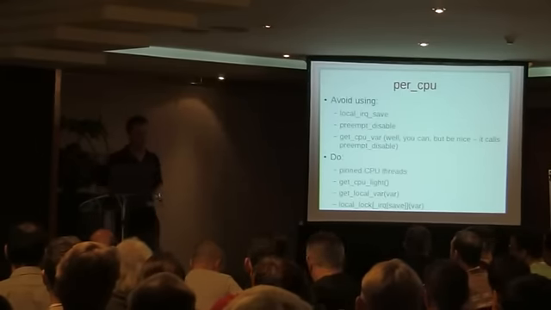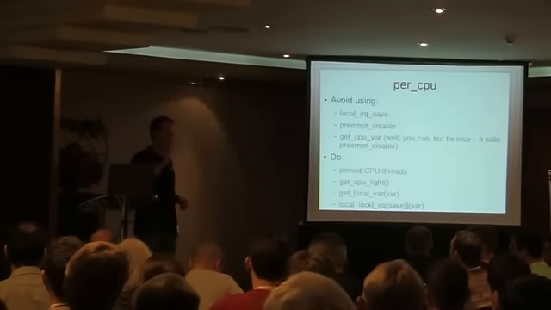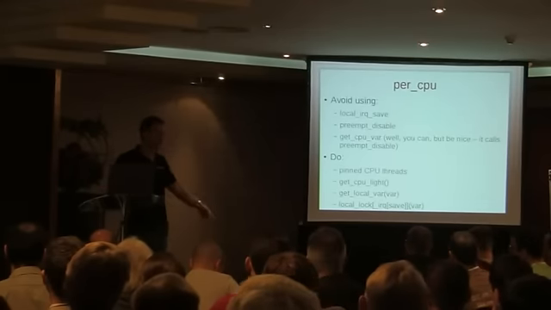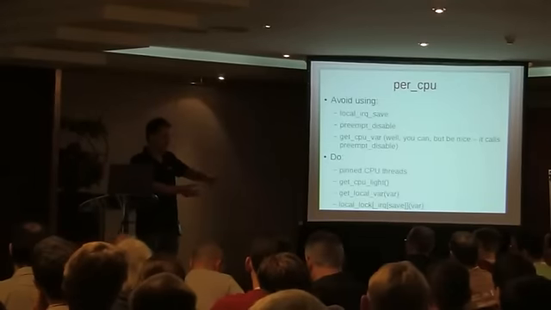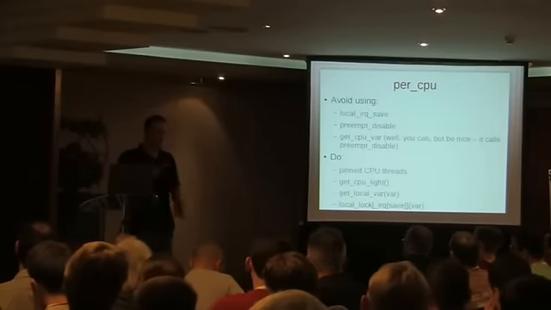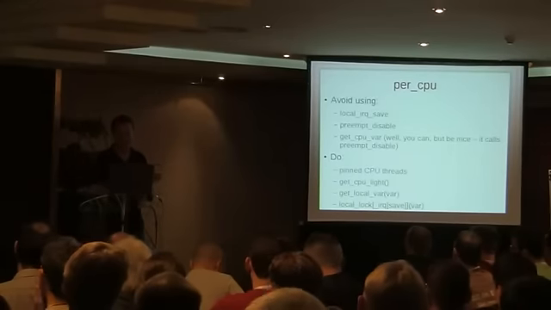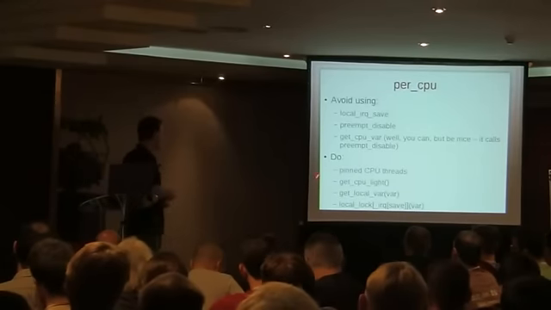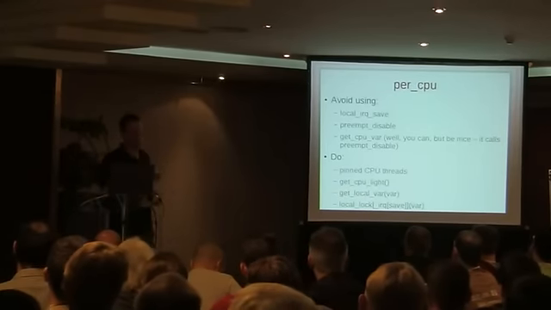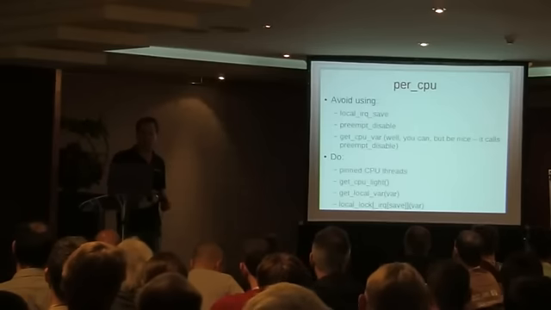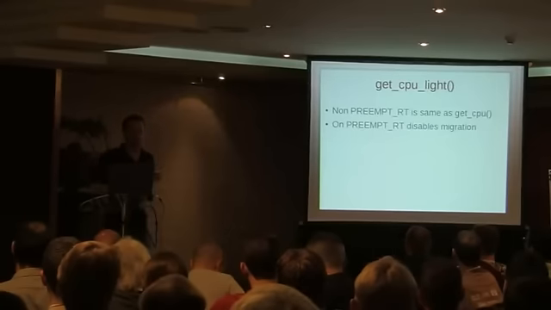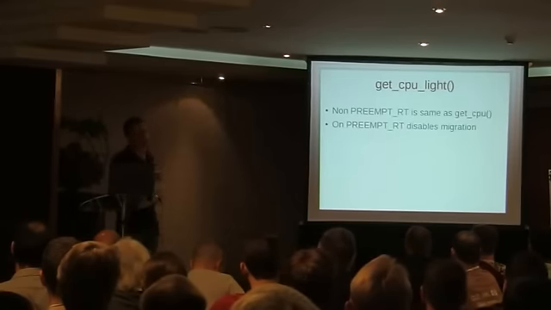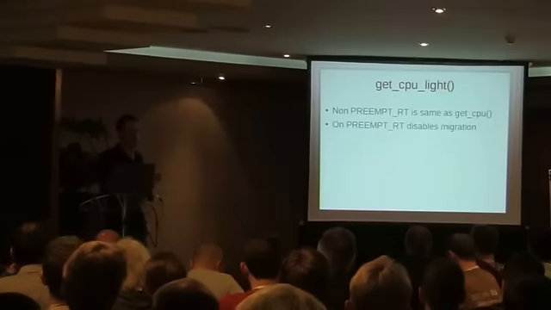That actually works better, but if you do a hot plug CPU where you say, take the CPU down, but there's a thread that jumps on it, it's migrated or blocked, where basically you pinned your thread onto a CPU that's actually disappearing, bad things can happen. So, get local var. I believe I talked about it. Get CPU light. A non-preempt is exactly the same as get CPU. On the preempt RT, it's the same as migration.